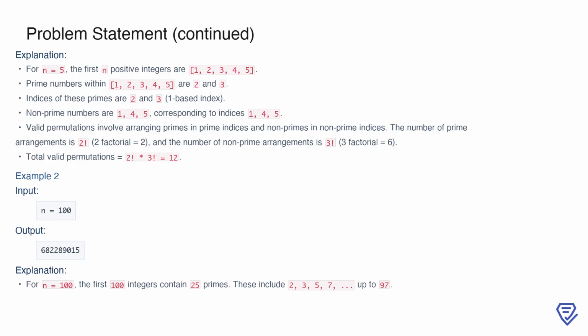To create valid permutations, we must ensure that primes like 2 and 3 are only placed in the prime indices, and the non-primes like 1, 4, and 5 are placed in the non-prime indices. The number of ways to arrange the primes is 2!, which equals 2, and the number of ways to arrange the non-primes is 3!, which equals 6. When we multiply these two values, we get the total number of valid permutations for n equals 5, which is 2 * 6 equals 12. This demonstrates how the factorial of the prime count and non-prime count plays a key role in solving the problem.